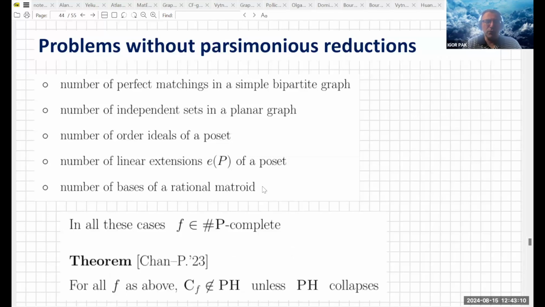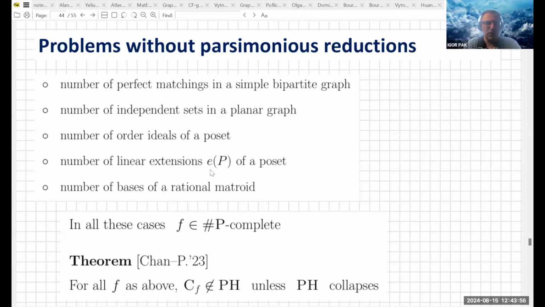It was known before that all these functions are #P-complete. And what we prove is that in all these cases, the coincidence problem is not in the polynomial hierarchy unless the polynomial hierarchy collapses. So in particular, if you have two posets and you're asking, that's a decision problem, do these two posets have the same number of linear extensions? There's no way to do that. There's no way to do it easily.